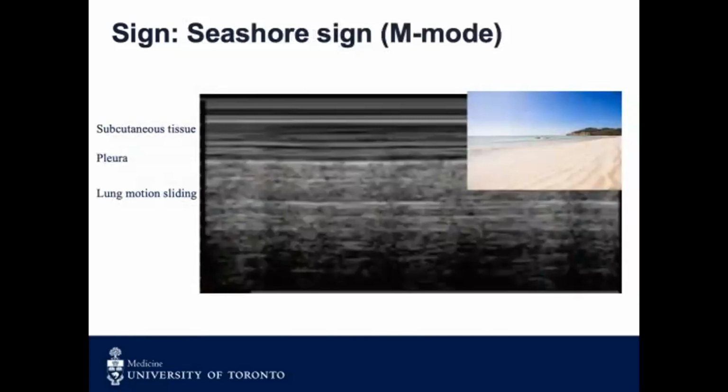And so we like to be able to validate ourselves with the tools we have. If you were to put your cursor over that pleural line and press M mode on your ultrasound, what you would see is this seashore sign. The top is subcutaneous tissue, which obviously doesn't or shouldn't move. Then you have your pleura, and underneath that, you have your sandy shore pattern, which is lung motion sliding.